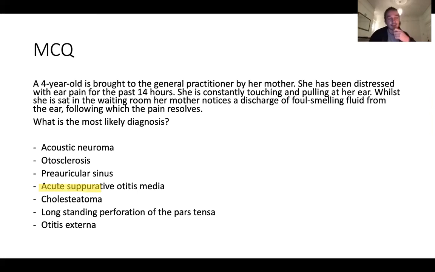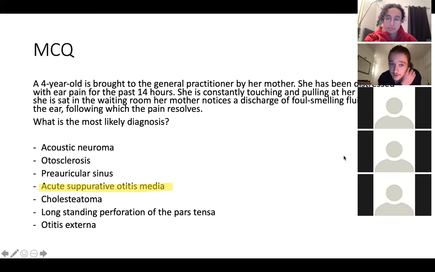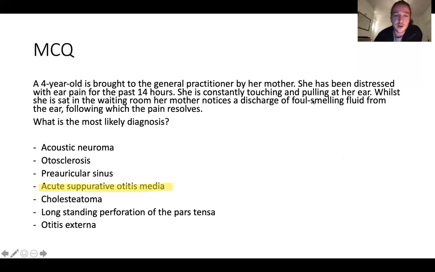Okay. So I can see why you said cholesteatoma, but in this case, it's acute suppurative otitis media. The way you tell this is, they've had this ear pain for the past 14 hours. She's pulling at her ear, so there's a problem going on in the ear that she can't get to, so it's probably a middle ear problem anyway. The foul smell and discharge does make you think it could be cholesteatoma, but when this discharge happens, timing's really important here. When this discharge happens, the pain stops. In cholesteatoma, the pain wouldn't stop. If they had pain at all, it wouldn't change.